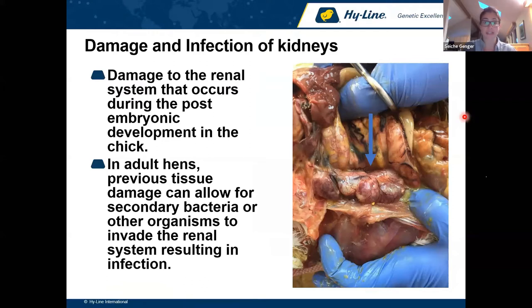And in adult hens that have a previous tissue damage, this can really allow for a secondary bacterial infection to come in and create a big mess. So you can see the kidney here. There's a lot of white material and misshapen areas, and this is actually a full-blown infection, not just urate accumulation. And that's caused by early damage to the renal system, and then later bacteria settle out in there and kind of take advantage.